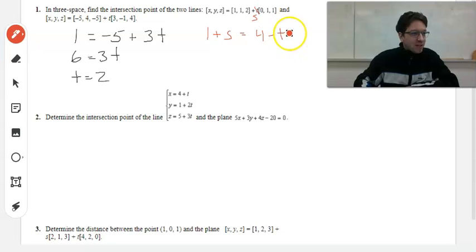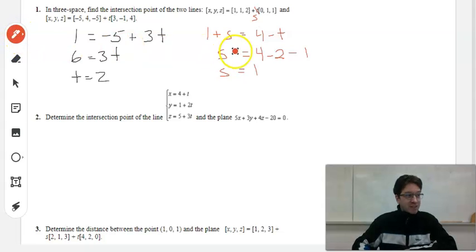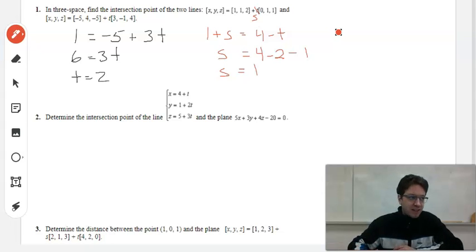So substituting, we already know what t is. t is 2. So we can write s equals 4 minus 2, and then bring this 1 over to the other side. So minus 1, and that gives us s equals 1. So now that we know what s and t are, we can figure out what those x, y, and z coordinates are. We want to do it for both line 1 and line 2 because they should be equal. Certainly x and y should be equal because we used those equations to solve for s and t. But z should be equal as well. If z doesn't equal, then there is no intersection. There would be skew lines there.